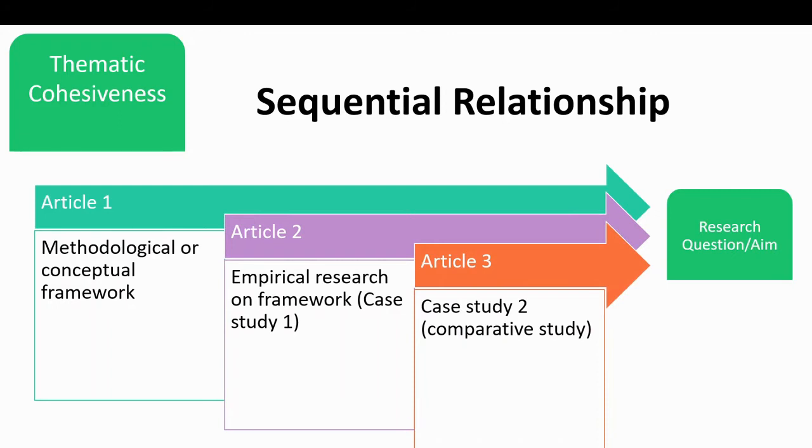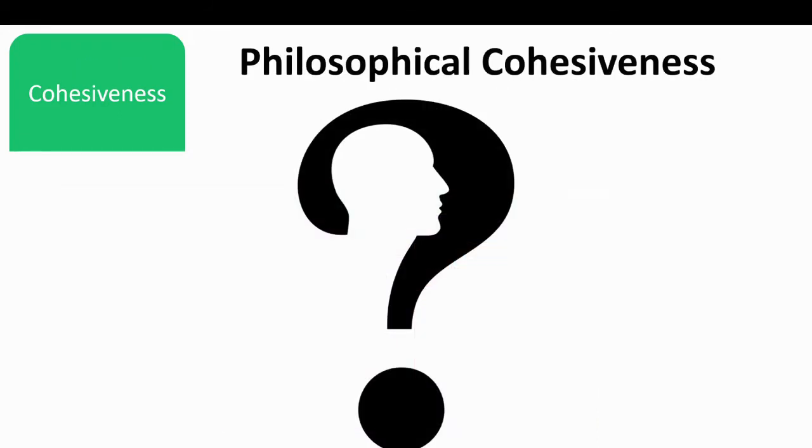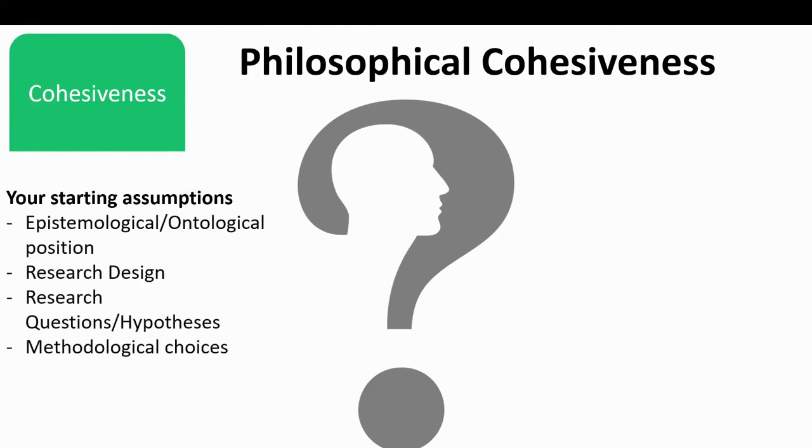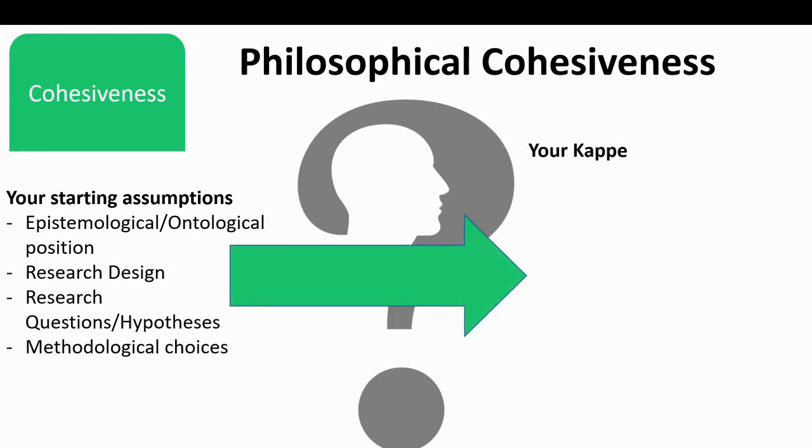We then come to the question of philosophical cohesiveness. You should take the time to ask yourself, what are your starting assumptions? What is it that you are already positioning yourself behind from an epistemological or ontological stance? What is your research design? What are your research questions or hypotheses? And what are your methodological choices? This can allow you to focus on answering these questions for your Kappe to demonstrate philosophical cohesiveness.